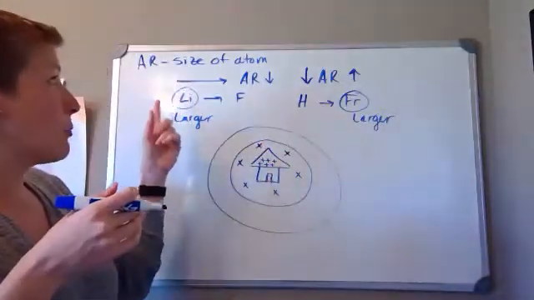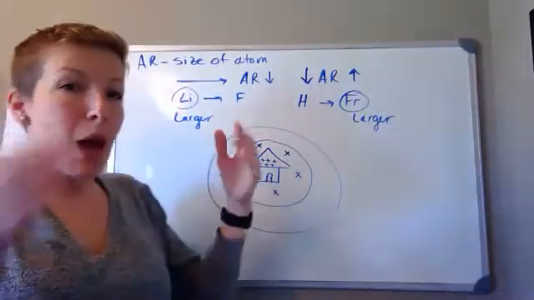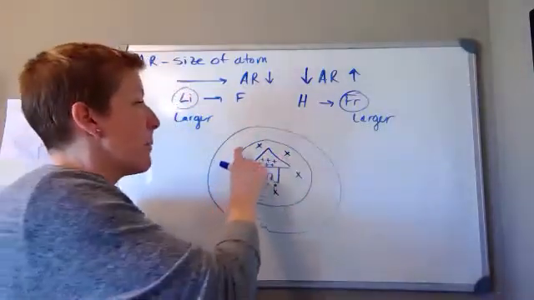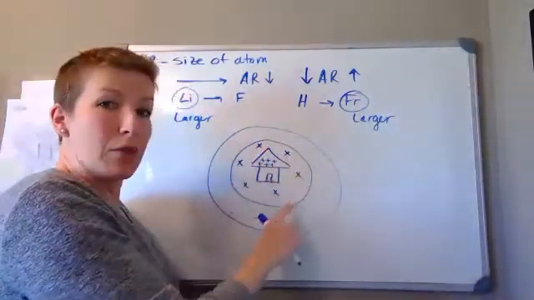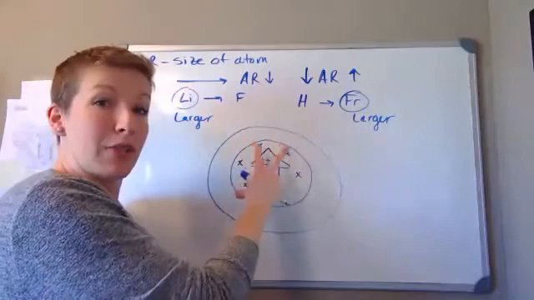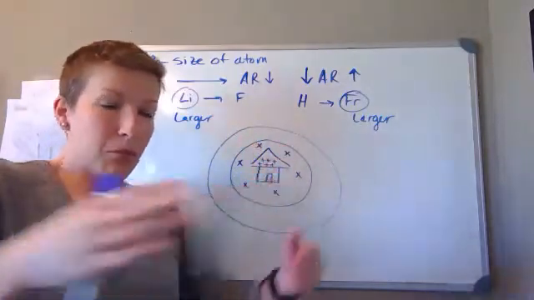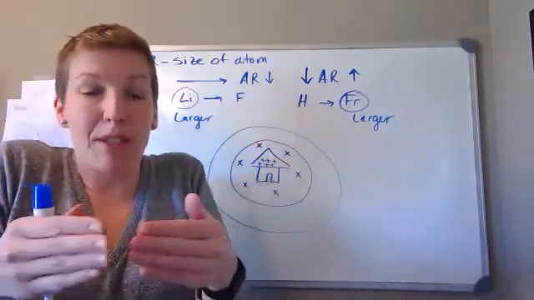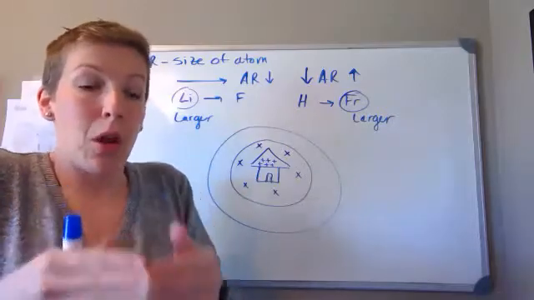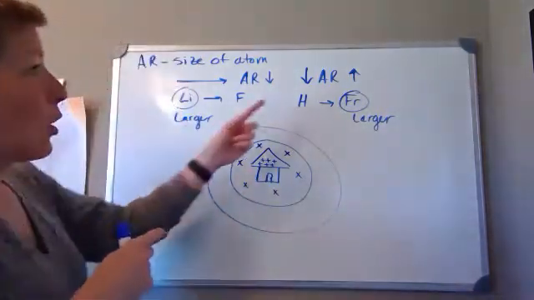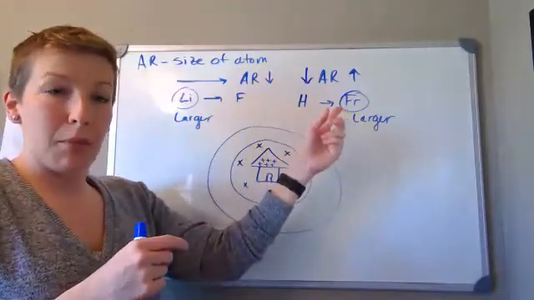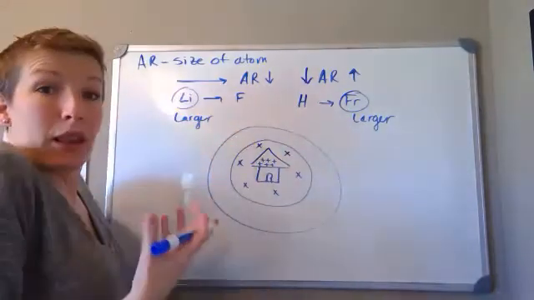So as I go from lithium to fluorine, I'm adding a bunch of electrons, but I'm adding them right around my nucleus in the same energy level, in that second energy level, right? So I'm pulling them in. What happens to my radius? It gets smaller.